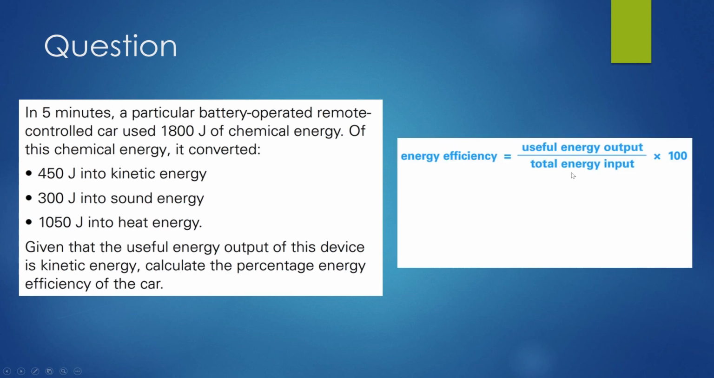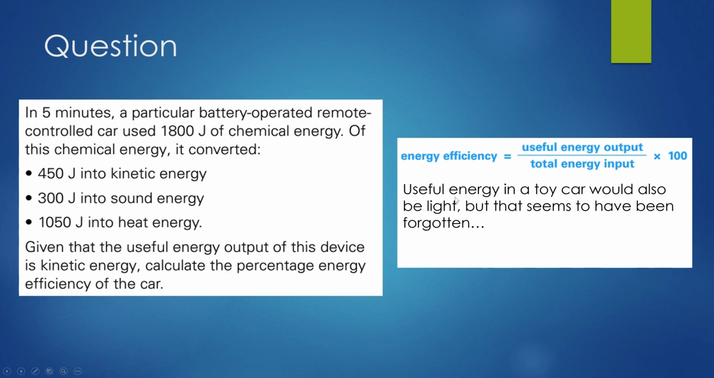There's a chemical reaction that occurs there, transforms that chemical energy into electrical energy. The energy efficiency equation is useful energy divided by total energy, and we times it by 100 to make it a percentage. So in this case, energy efficiency equals 450, that's the kinetic is what we want, into 1800 times 100. I've also put the useful energy would also be light, because if anyone's ever used a remote control battery operated car, it's got lights and flashing and all that sort of stuff. So the efficiency is the 450 divided by the 1800. The 450 is the useful, 1800 is the total, times 100 to get it a percentage, and this one's 25%.